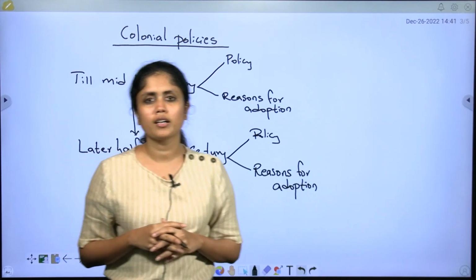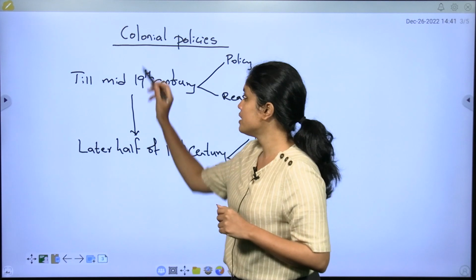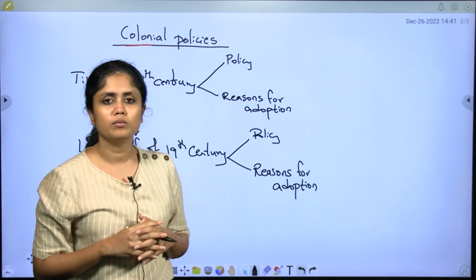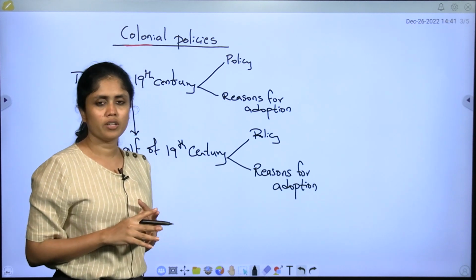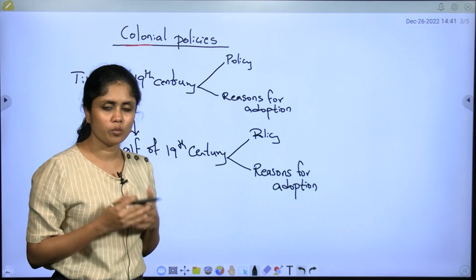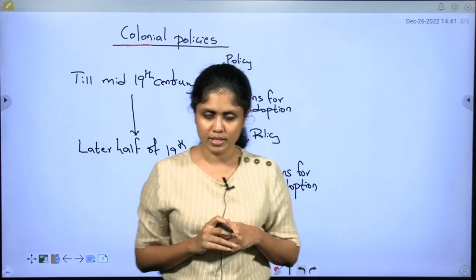So the next topic that we are going to discuss under this topic of tribes is the colonial policies which were followed, which are oriented towards tribes. How exactly did Britishers treat tribes in this country? What were the official policies of the British government is what we are going to discuss.